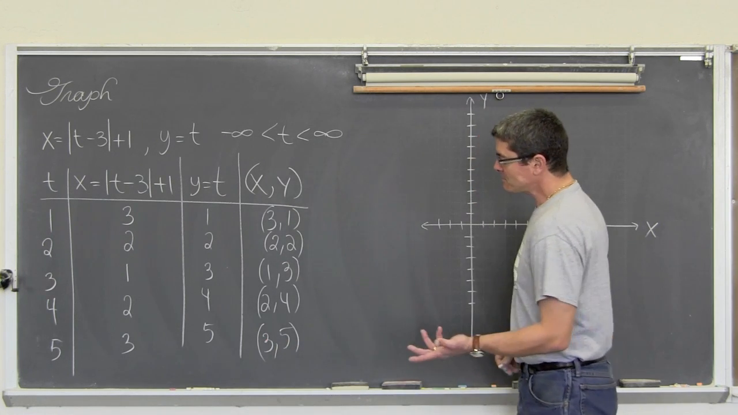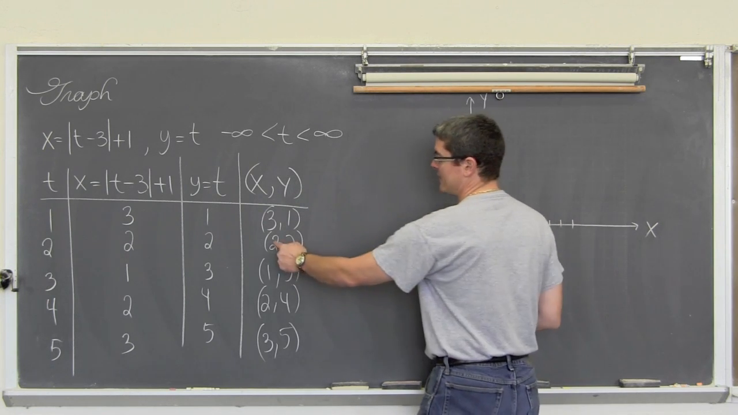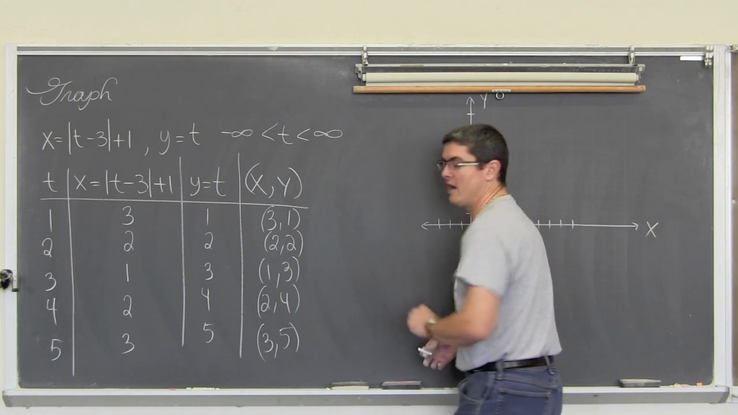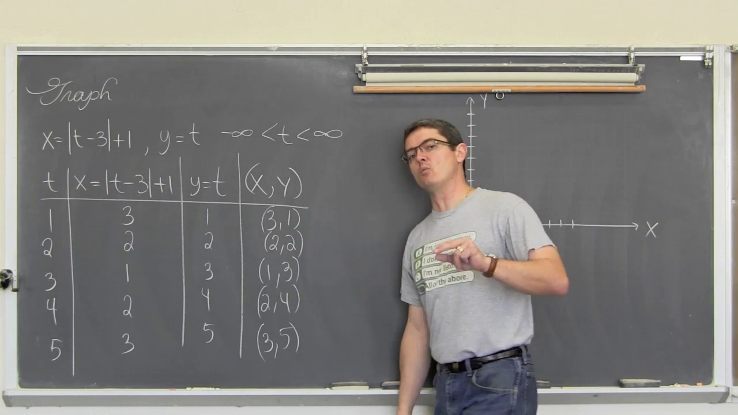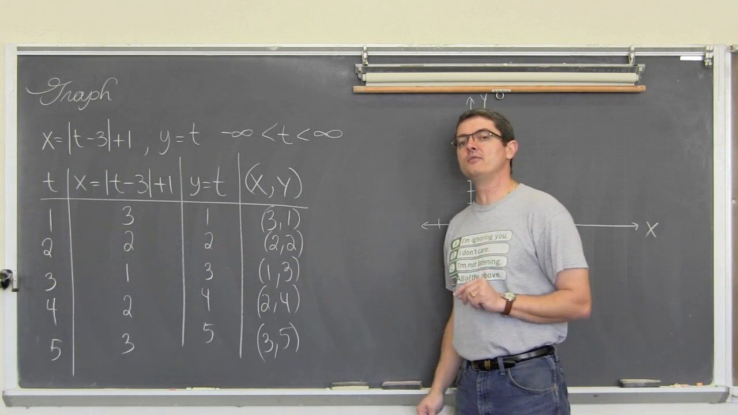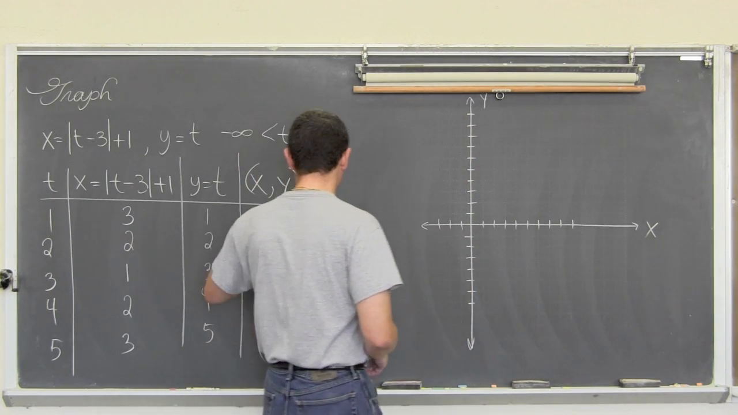And if you know anything about the difference between relations and functions, you have an x value with 2 different y values. So this is going to be a relation. When you have a single x with more than one y value, in this case 2, that's a relation. So this is not a function. My points are (3, 1).